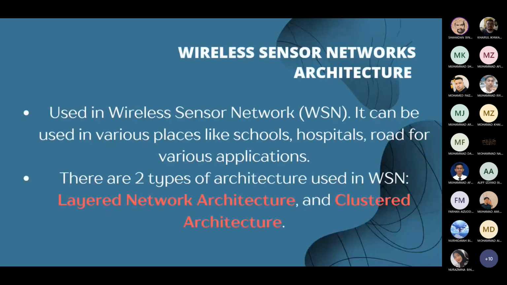Next, we continue with wireless sensor network architecture, which is used in wireless sensor networks. It can be used in various places like schools, hospitals, roads for various applications like disaster management, security management and others. Architecture used in WSN ni ada dua, which is layer network architecture and cluster architecture.